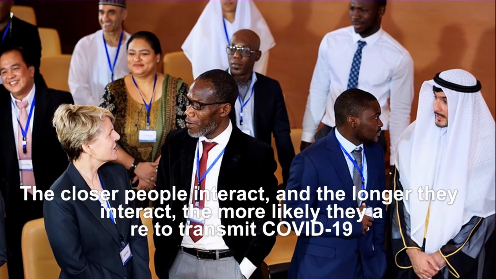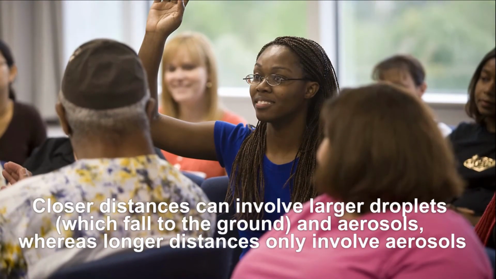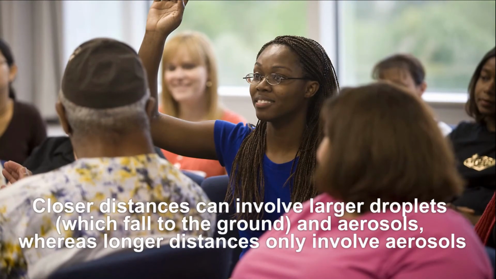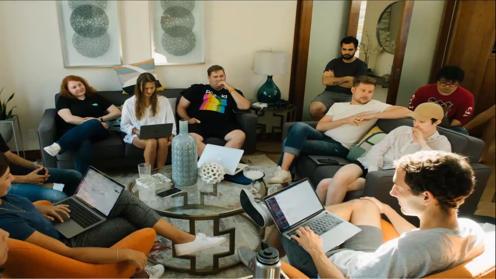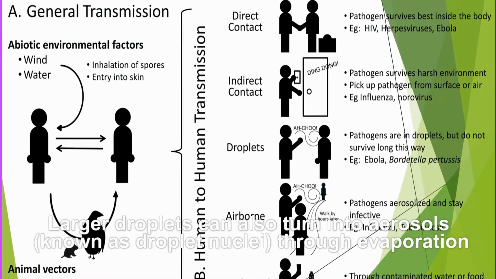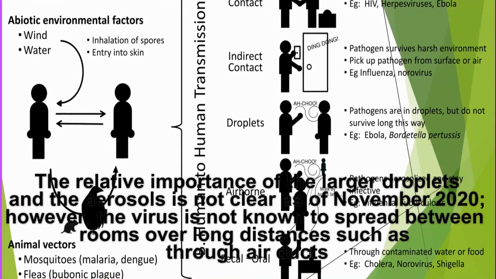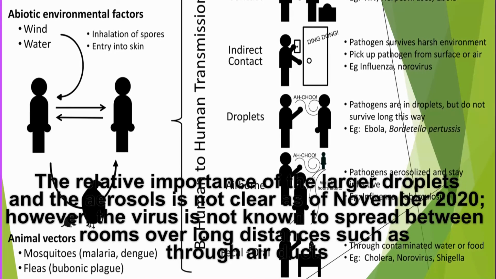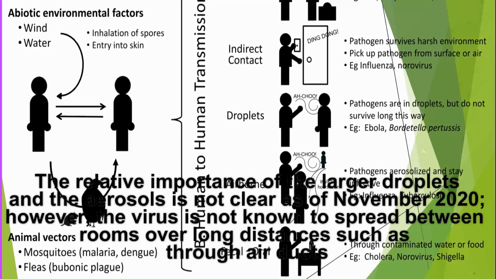The closer people interact, and the longer they interact, the more likely they are to transmit COVID-19. Closer distances can involve larger droplets, which fall to the ground, and aerosols, whereas longer distances only involve aerosols. Larger droplets can also turn into aerosols, known as droplet nuclei, through evaporation. The relative importance of the larger droplets and the aerosols is not clear as of November 2020. However, the virus is not known to spread between rooms over long distances such as through air ducts.